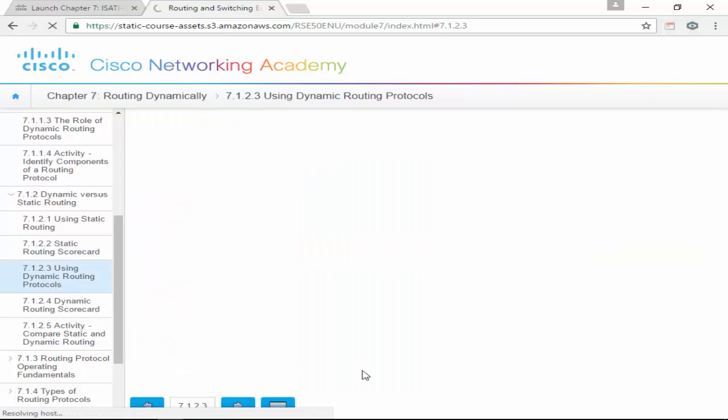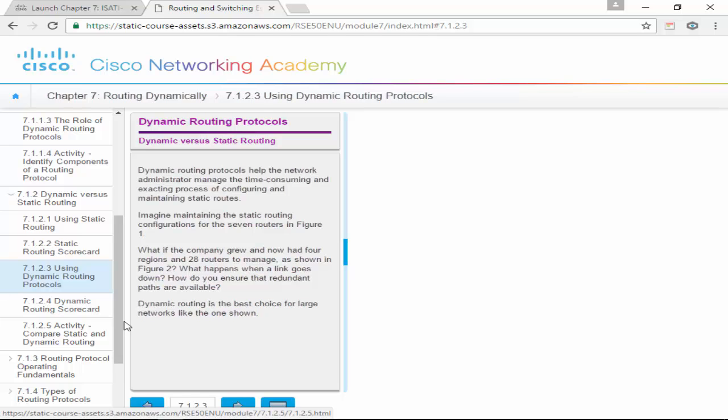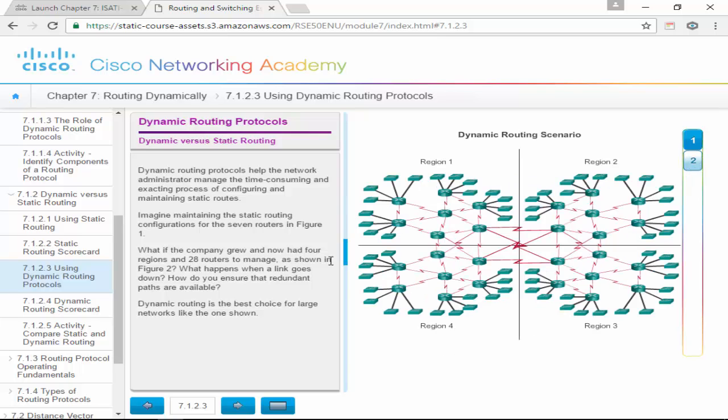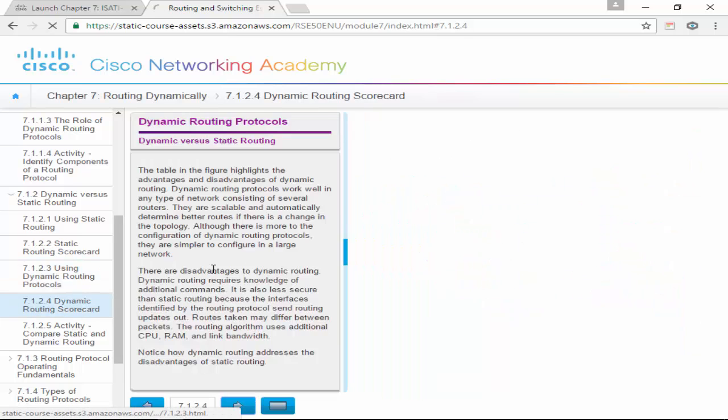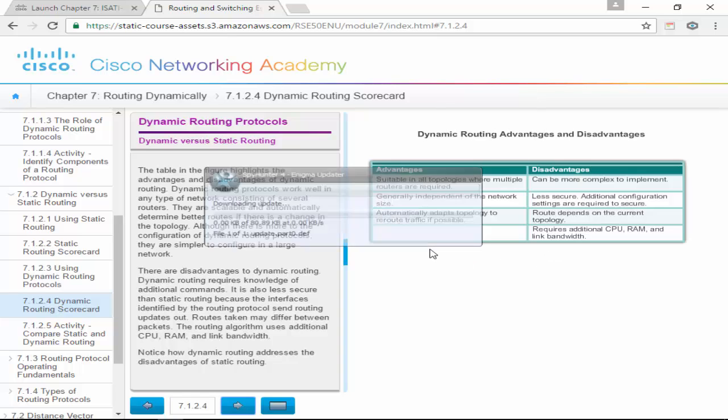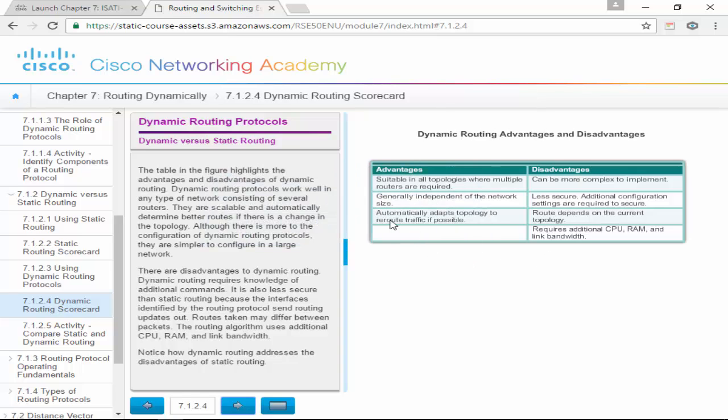So what's dynamic routing protocol use? Well, see, we have redundancy. So this is why we'd want to use dynamic routing protocols, or even bigger redundancy, right? Routing protocols can maintain all these routes. So the bigger we go, the more need we have. The more routes we have, the more need for a routing protocol we have. So when is it good? Suitable for multiple routers, generally independent of network size, automatically adapts to topology to reroute.